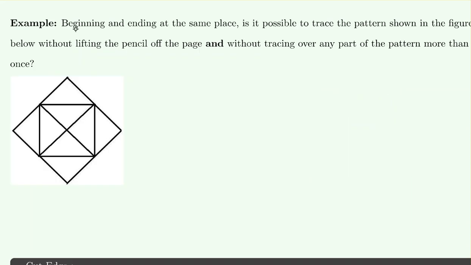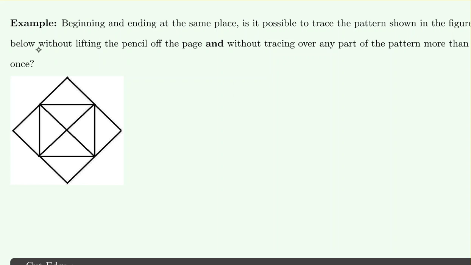We're asked here, beginning and ending at the same place, is it possible to trace the pattern shown in the figure here without lifting your pencil off the page and without tracing over any part of the pattern more than once? While there are many ways to solve this problem, one way is to turn this image into a graph and then rephrase the question in terms of, does that graph have an Euler circuit?